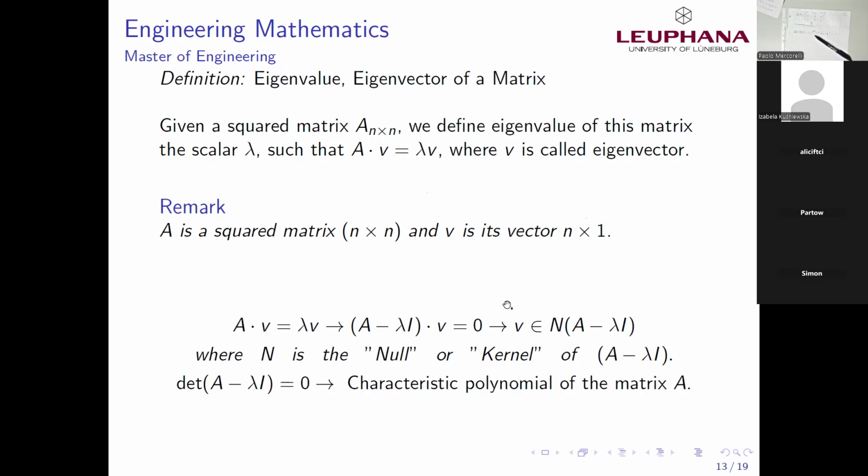Now look at the rest of the remark, the rest of the slide. Starting from the definition, A multiply V equals lambda V implies, please pay attention to what I am doing here, (A minus lambda E), everything in the parentheses, multiply V equals 0. Why that? If you want, I can express this better.